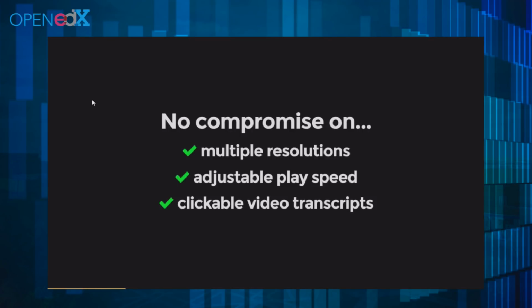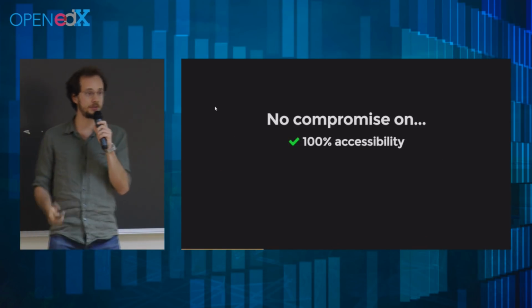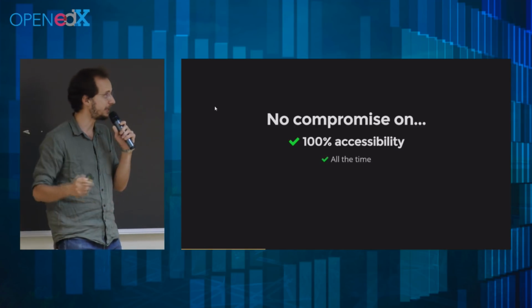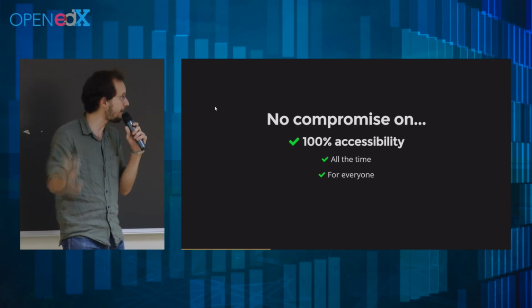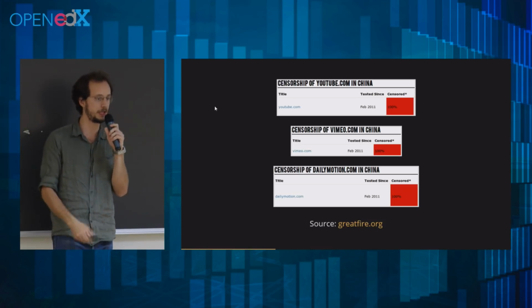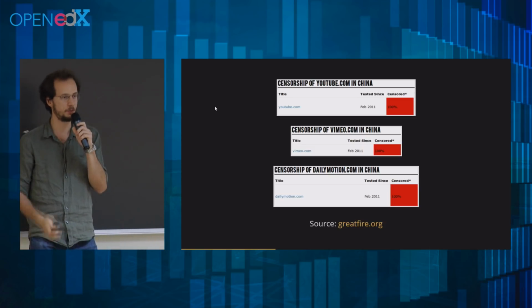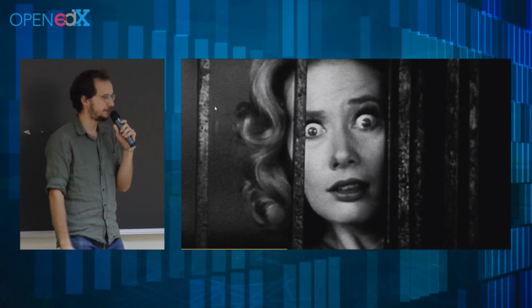What can't you compromise on? Basic features. You can't compromise on multiple resolutions, adjustable play speed, or clickable video transcripts. But more importantly, you cannot compromise on downloadable files for offline viewing. This is crucial to the learner experience so that they can view videos offline, and this is not possible on YouTube, as you know. You can't compromise on 100% accessibility. What does that mean? That means accessible all the time and for everyone, not just 80% of the world. I'm looking at you, China, and YouTube and Dailymotion. I picked on China here, but it's also true for many countries.